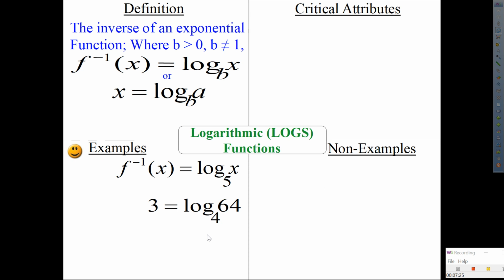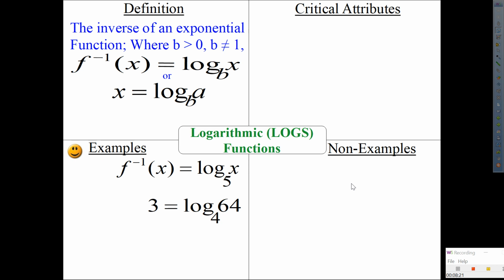What do you guys notice? Yeah, the word. What's the word? Log, exactly. If it says log, then guess what? It's a logarithmic function. So obviously, if it doesn't say log, it's not.